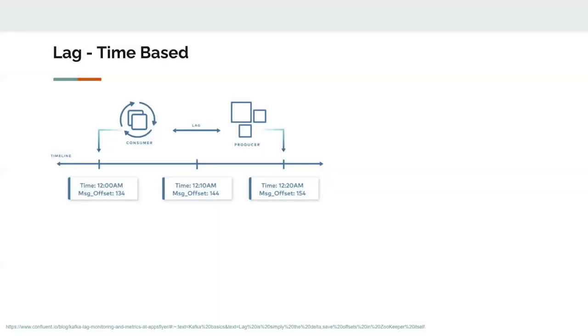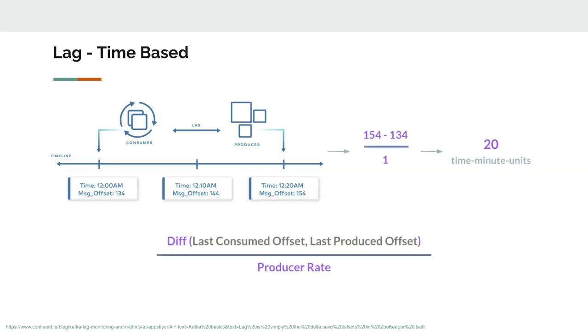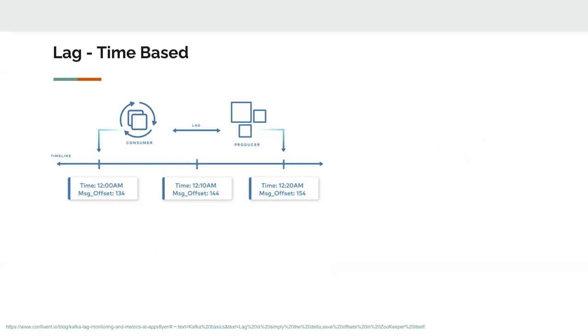Now let's convert this consumer lag into relative terms. Let's examine the scenario of a producer-consumer interaction in Kafka. The producer was at offset value 134 at midnight, 144 10 minutes later, 154 at 12:20. We can deduce the producer rate in this case is one message per minute, while the consumer is trailing behind, being at offset value 134 when the producer is at 154.